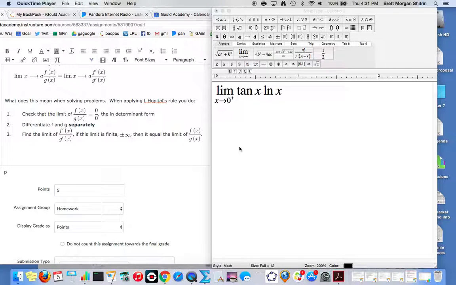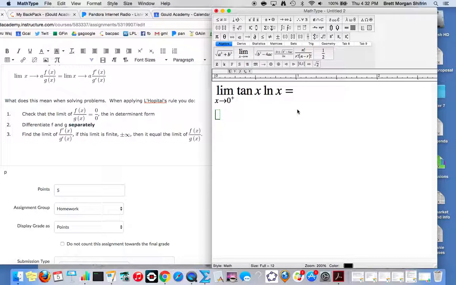Okay, here's a good example of a limit where L'Hopital's rule is going to make it easier, right? So if I put 0 in here, we find out that the tangent at 0, which is sine over cosine, which is 0, and the log of 0 doesn't matter because we already know 0 times anything is 0, but the log as x approaches 0 actually goes off to positive infinity. So we need to find another way.